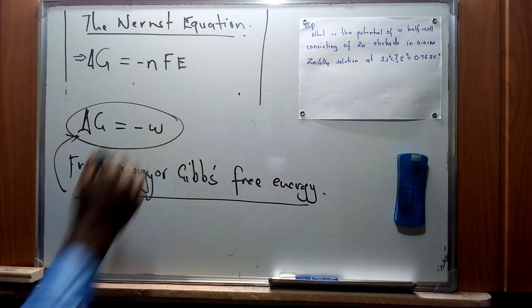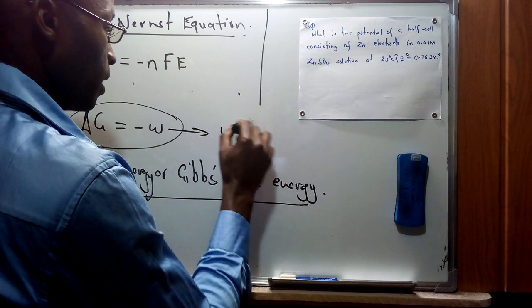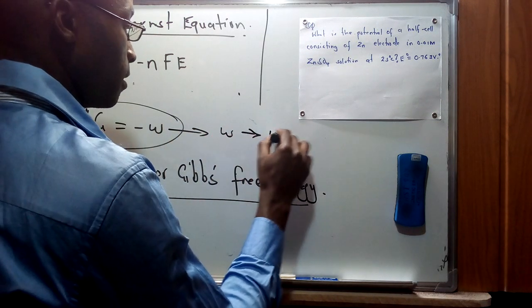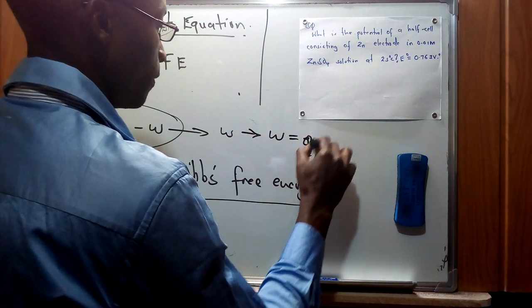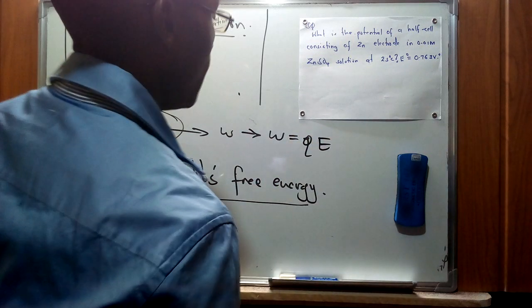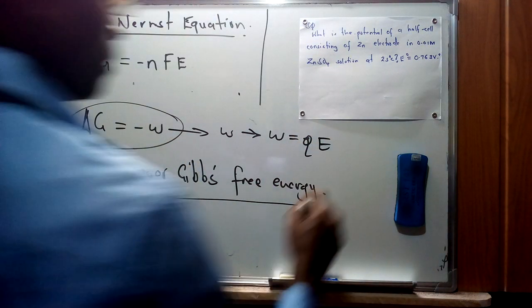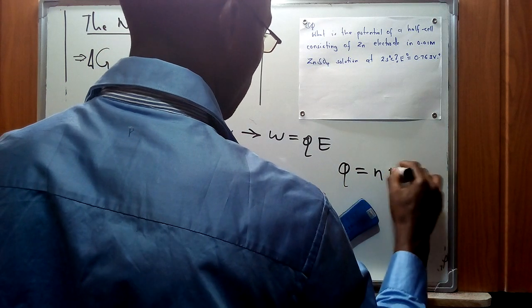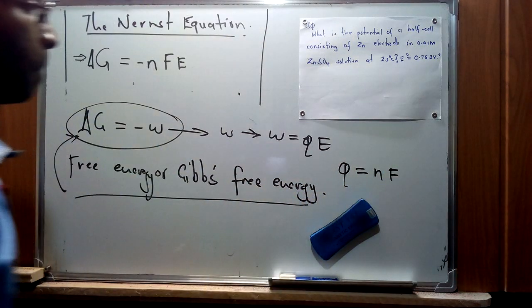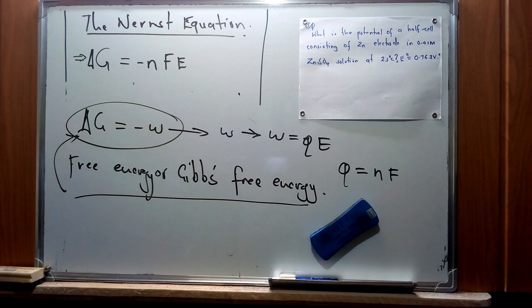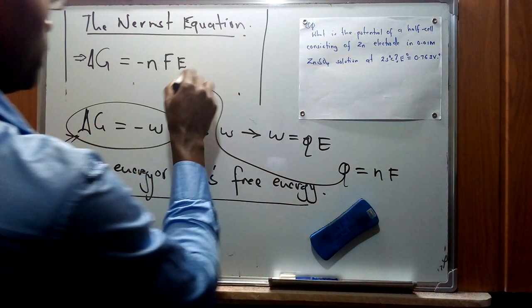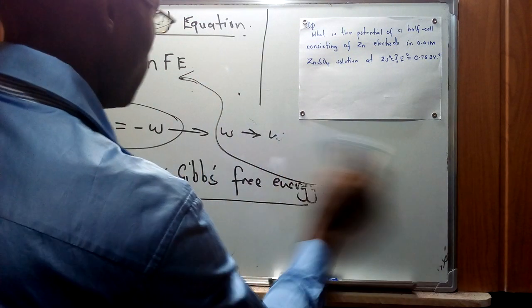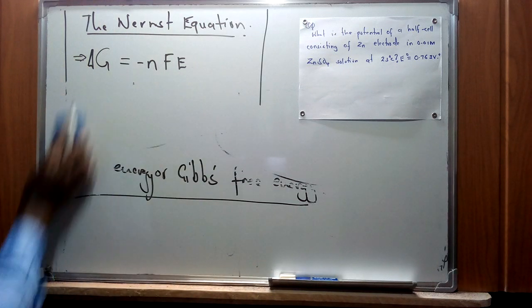From this we said that work can be defined as QE, and Q can be related to nF, and this leads us to this broader definition of Gibbs free energy.